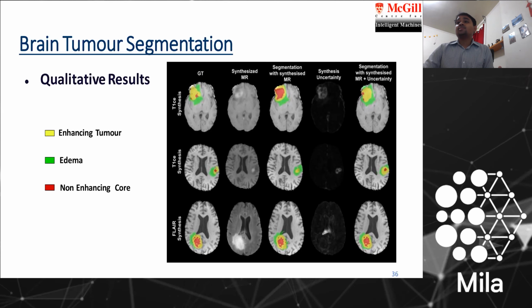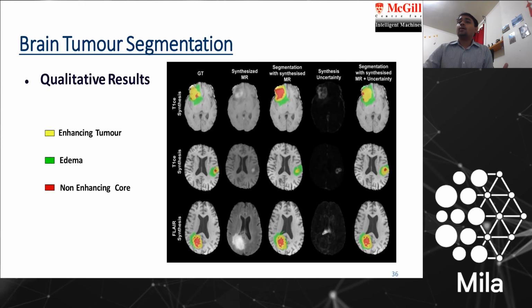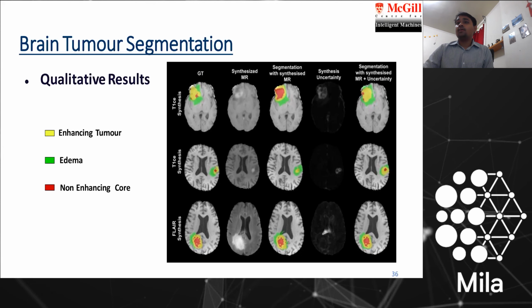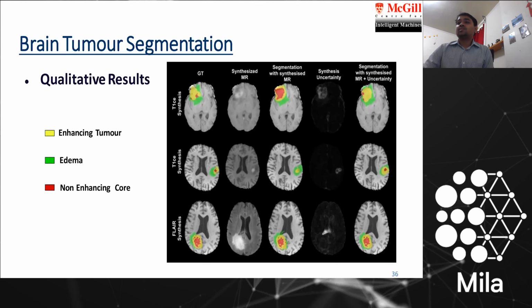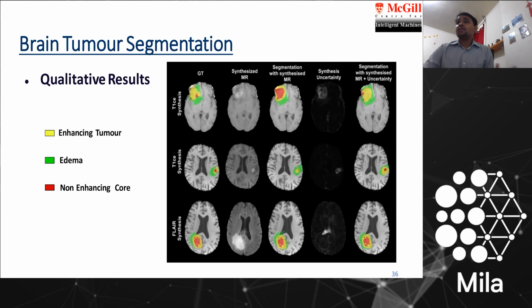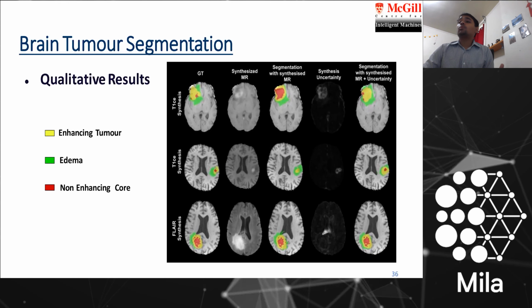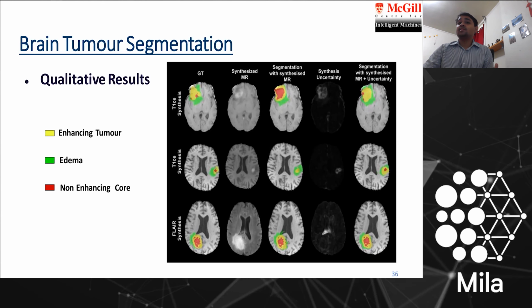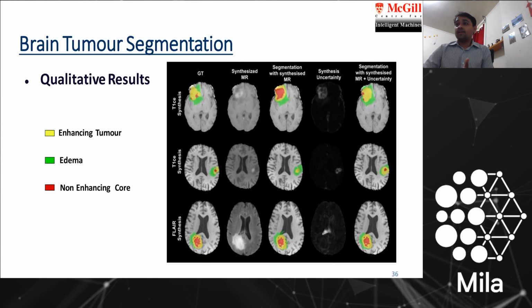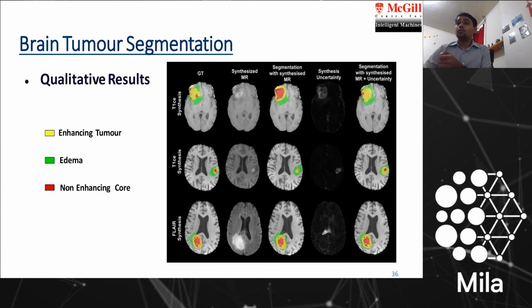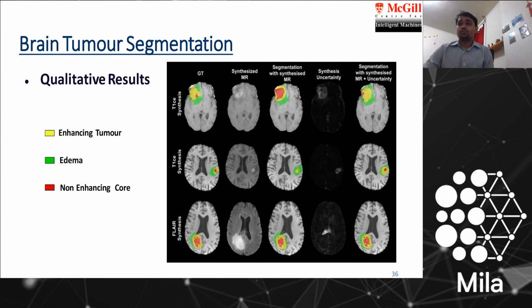But when you look at the synthesis uncertainty associated with that, you can see that the uncertainty is higher. So when you propagate both synthesis MR and synthesis uncertainty, the network is able to correct its mistakes and give you a better performance. And you can see that by looking at the results: enhancing tumor is better segmented in the first row.